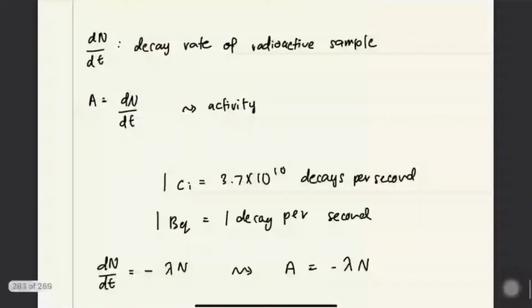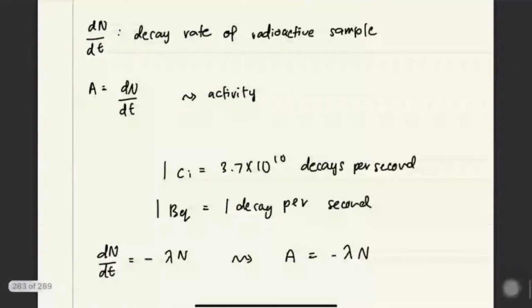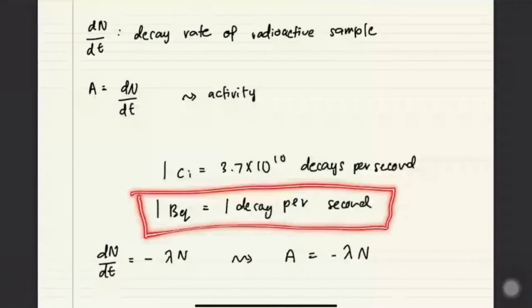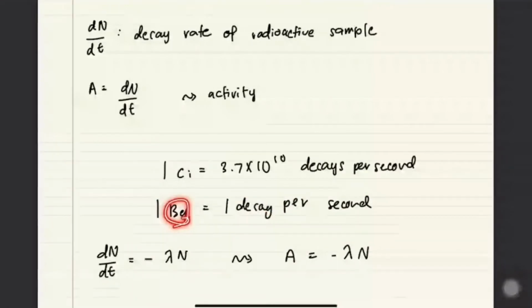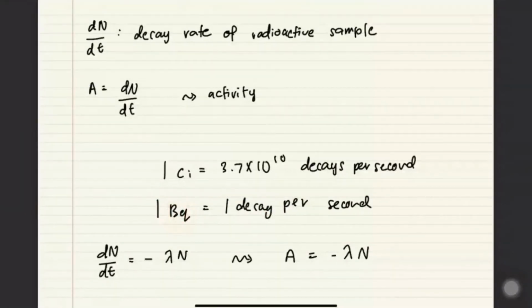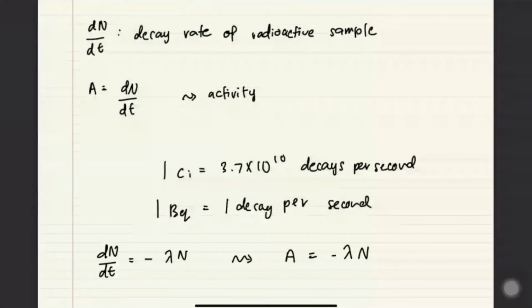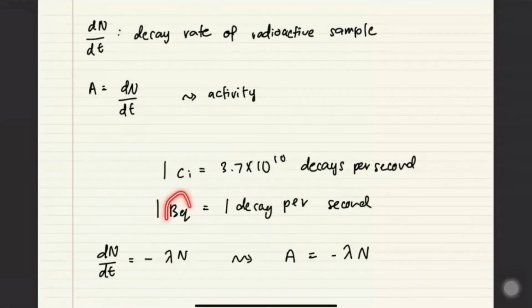Okay, and this A has a specific unit. A is actually 1 decay per second. Sorry, decay per second is the unit for A, but we rename decay per second as becquerel. 1 decay per second is equals to 1 becquerel. So if you calculate everything in SI units, the final answer for A is in Bq, becquerel.